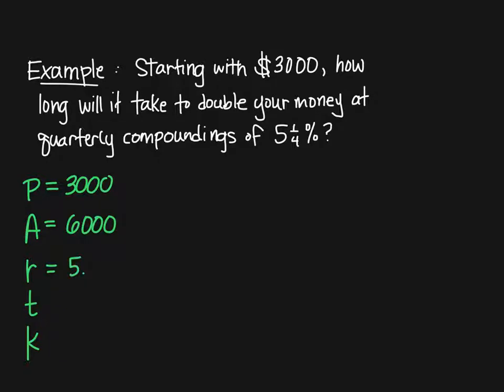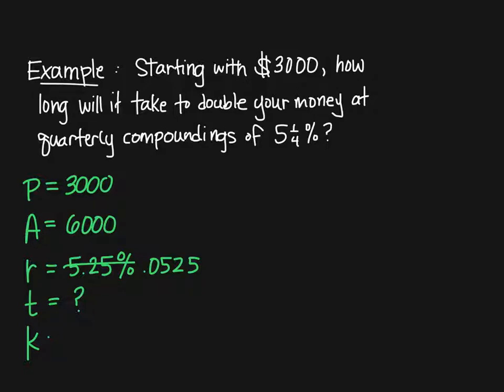It's 5.25%, but we don't want 5.25%. We want 0.0525. Okay, what about the time? I don't know the time. That's the question, so that's a question mark.